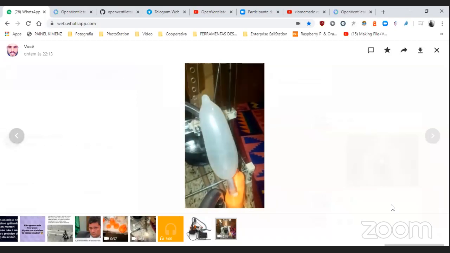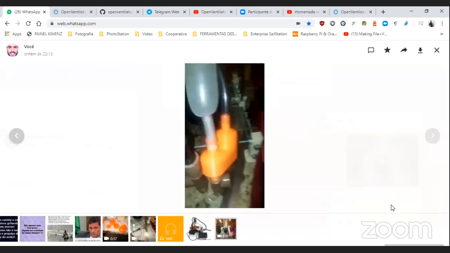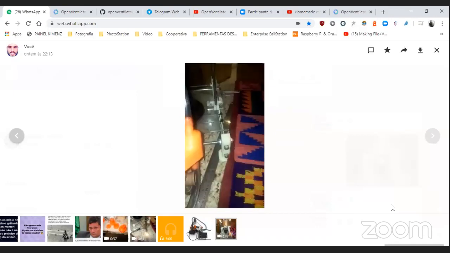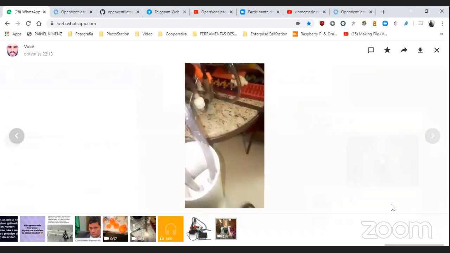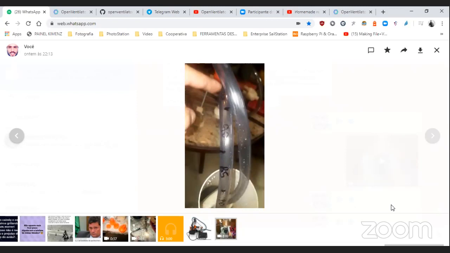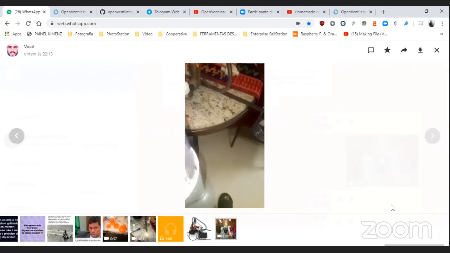I used a condom because I didn't have a balloon or a glove, sorry for that. This is the diverter valve. And we use it like, here I don't have any electronics. And with this tubing system, I adjust the pressure, the max pressure and the PEEP valve pressure.